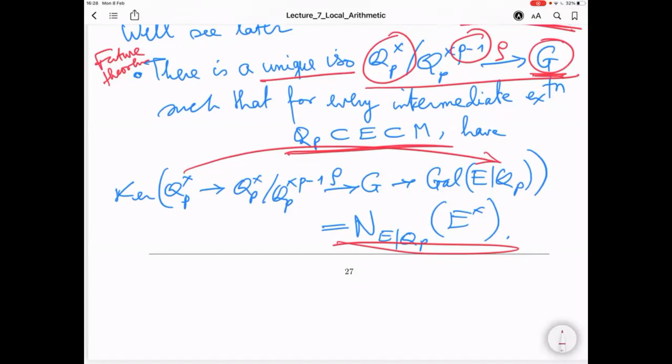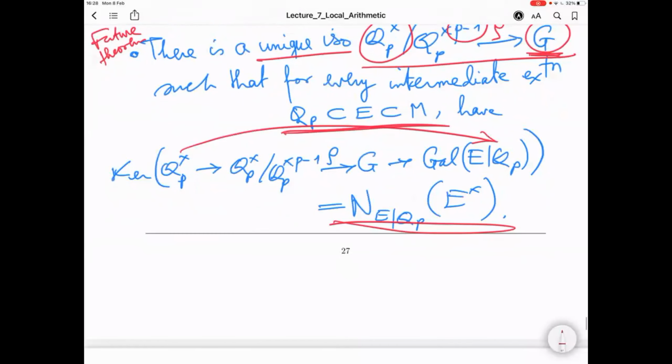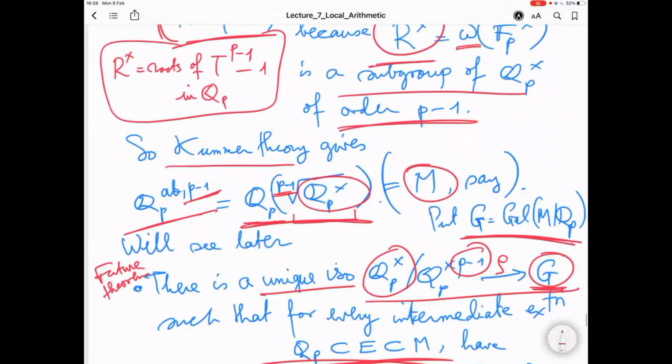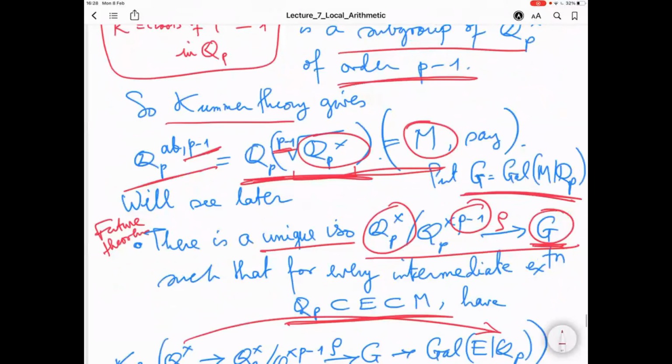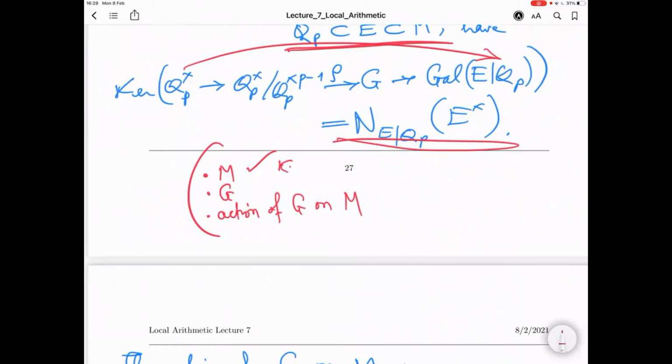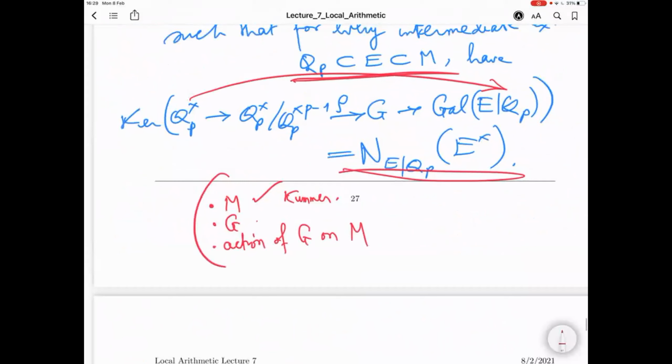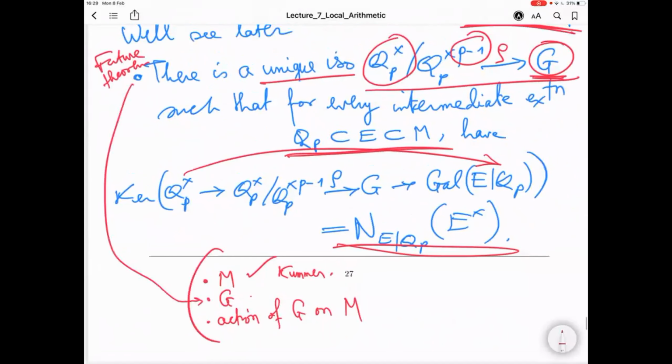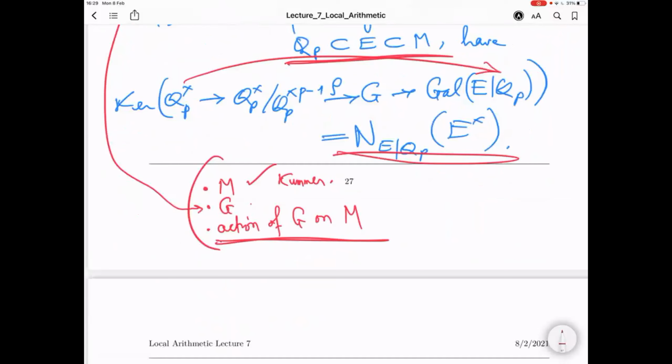It doesn't tell you what the action of G on M is. Kummer theory also tells you what M is, right? I mean, there were three questions: what is M, G, and the action of G on M? There are three things. So this we have done. That's just Kummer theory. This is what this future theorem will do. And now I have to tell you what the action of G on M is going to be.